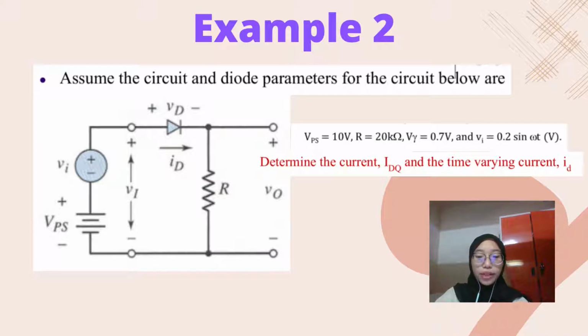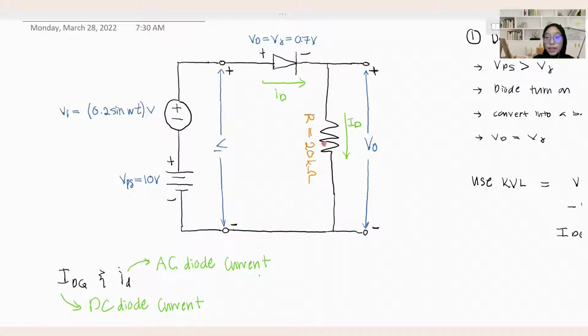Just now, Meor talked about the theoretical example on this topic. Then I'm going to discuss an example on the mathematical part. In this question, it is given VPS equals 10 volts, resistance equals 20 kilo ohm, V gamma equals 0.7 volt and Vi equals 0.2 sine omega t volt. We need to determine the current IDQ and the time varying current ID. If we sketch the circuit with the given values, the diagram will become like this.